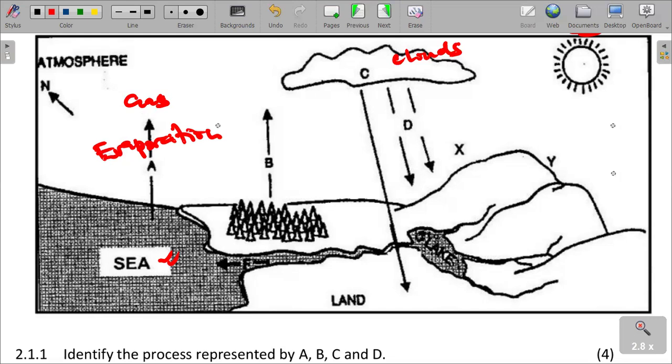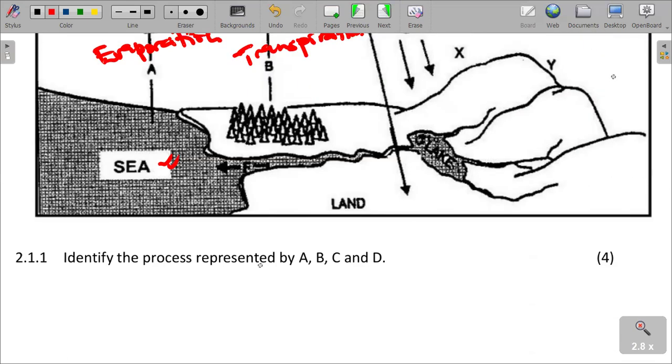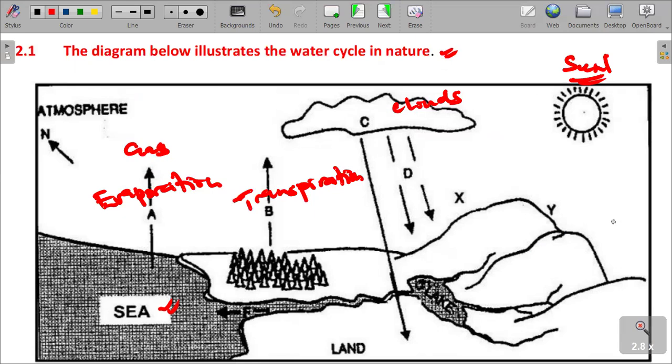And then we have B. B is showing loss of water from vegetation. Water vapor released from plants, we call transpiration. Transpiration is when water vapor is lost from plants alone. But if it is both plants and water sources, we call that evapotranspiration. Here B represents vegetation alone, so we call it transpiration.